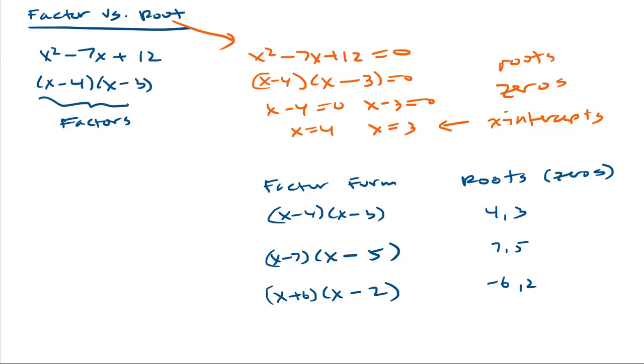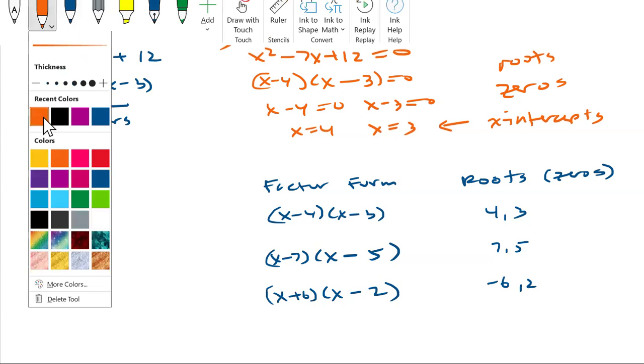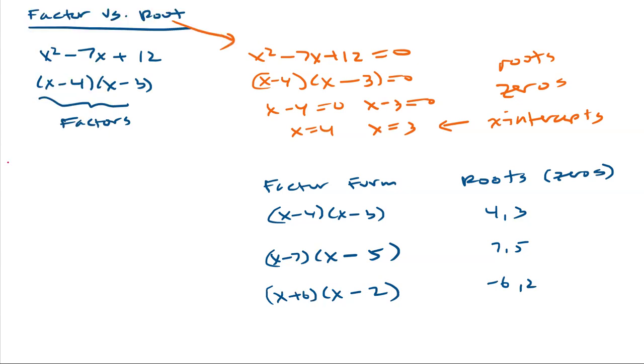Now, let's say I have my roots. They gave me the roots of 4 and 3, and I need it in factored form, then I would write it as x minus 4 and x minus 3. Again, if I had the roots of -6 and 2, in factor form it will be x plus 6 and then x minus 2. Does that make sense? So again, need to understand the difference between the two. Distinguish them.